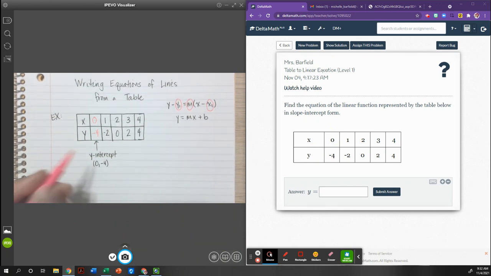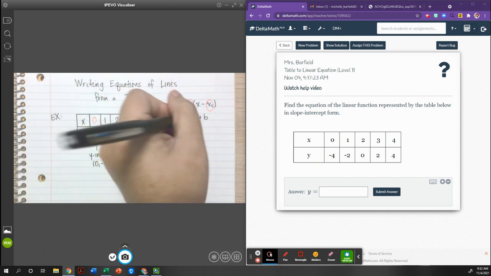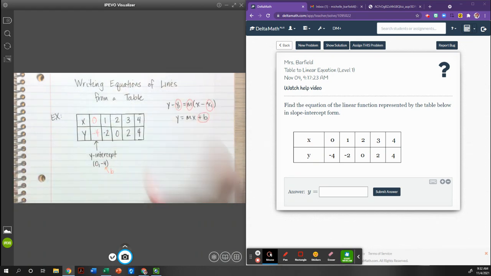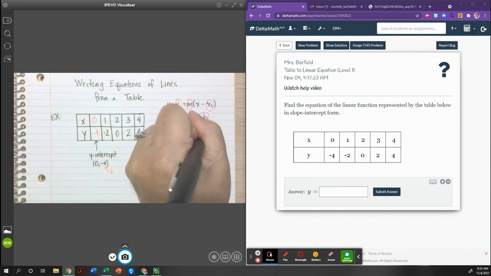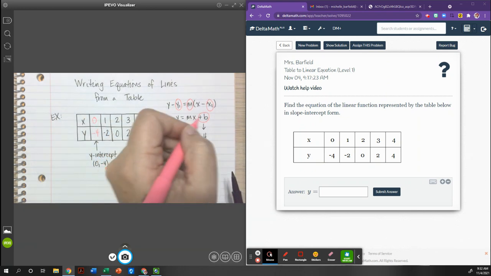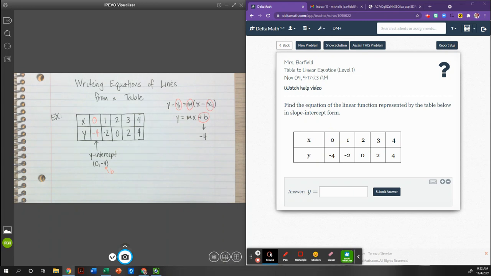That -4 is b. So right here in y equals mx plus b, I already have my b value. It is -4, so right underneath it, I could write -4. I could also bring down the y and the mx in just a minute. So I already have my b really super fast, super easy.